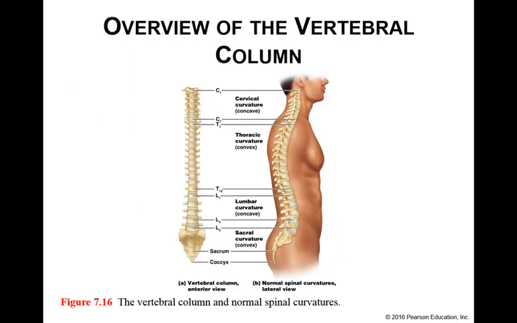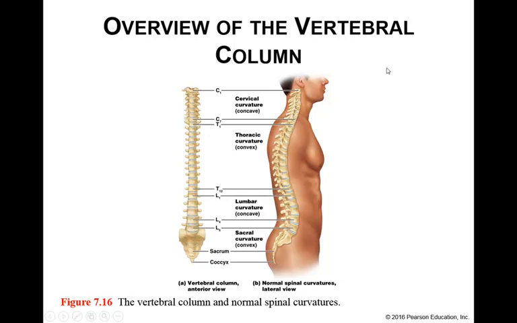So this is a nice image, an overview of the column. You can see here's your cervical curvature. Your thoracic goes more out to that C-shaped, and then your lumbar comes back in, and then the sacral and coccyx are going to take it back out.